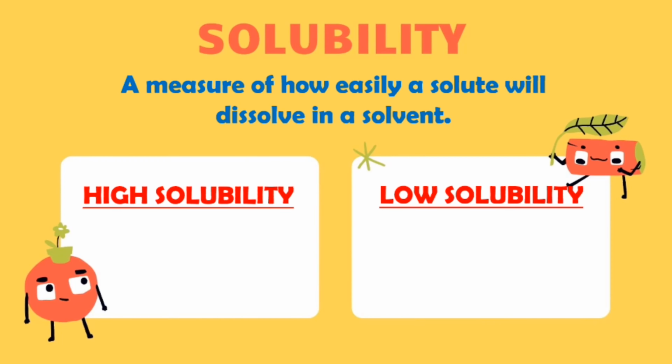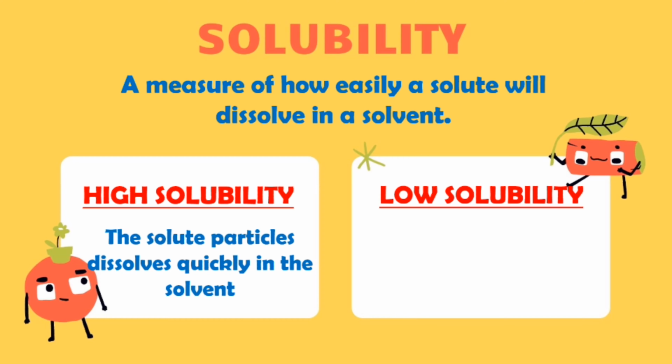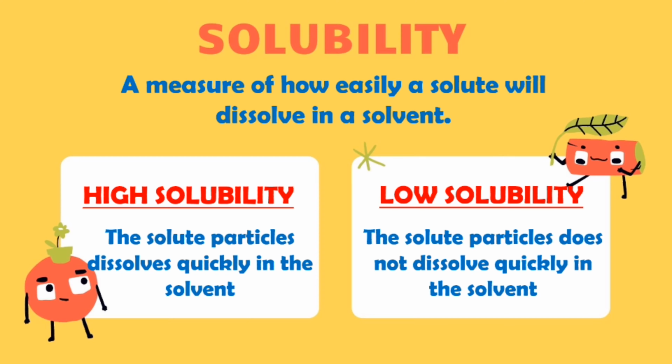In learning about solutions, it's also important to know the solubility of a substance. Solubility is a measure of how easily a solute will dissolve in a solvent. There are components of a mixture with high solubility, while other substances have a low solubility. High solubility, the particles dissolve quickly in the solvent. Low solubility, the particles do not dissolve quickly in the solvent.